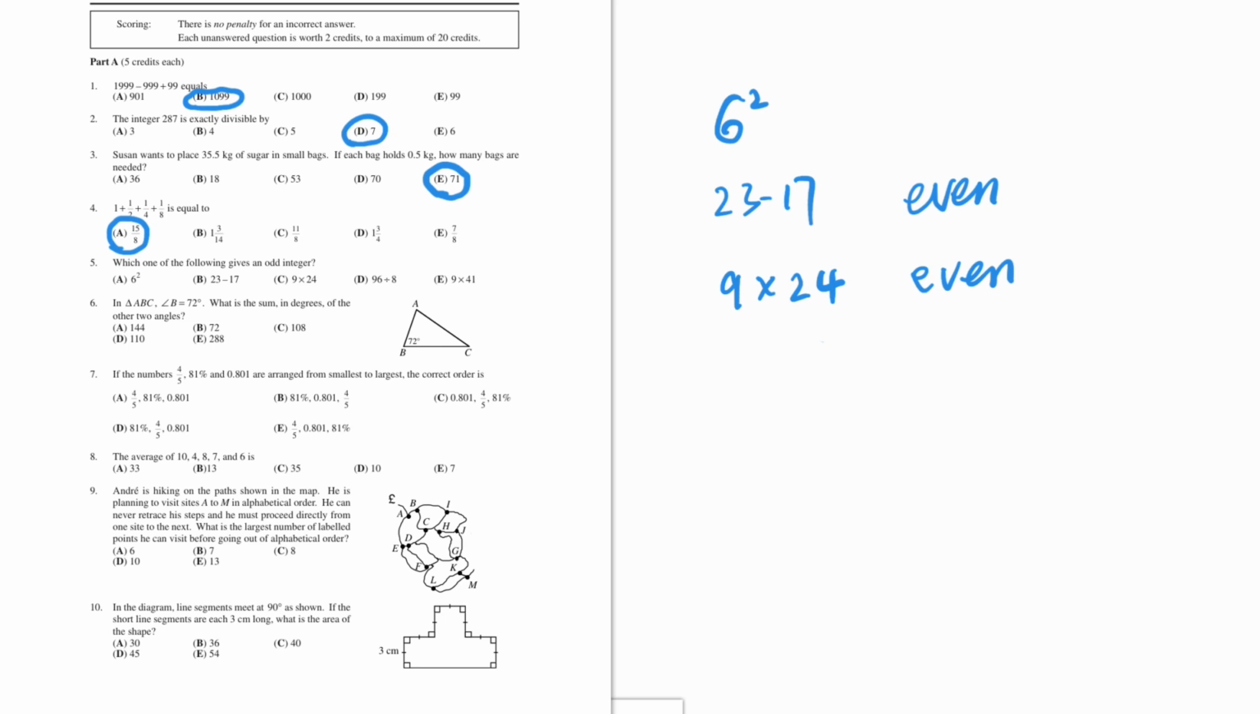Choice D, 96 divided by 8. That's 12, still even. Even divided by even can be odd, so we calculate it equals 12. Choice E, 9 times 41. Odd times odd always gives us odd. The only odd integer is E.